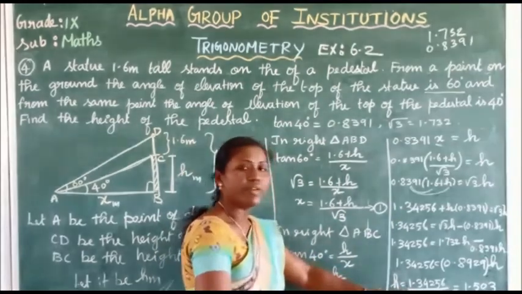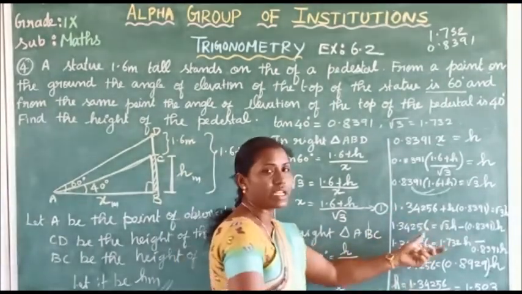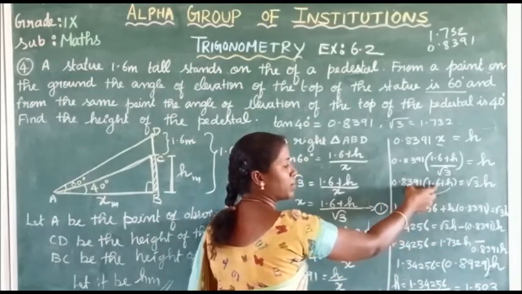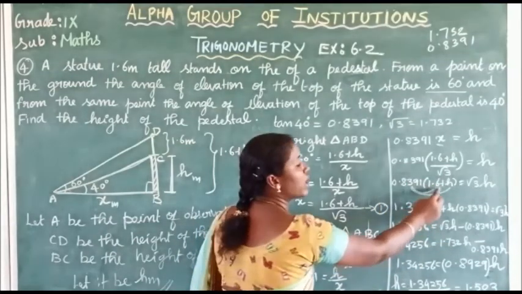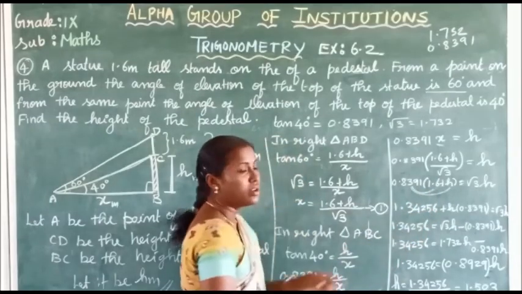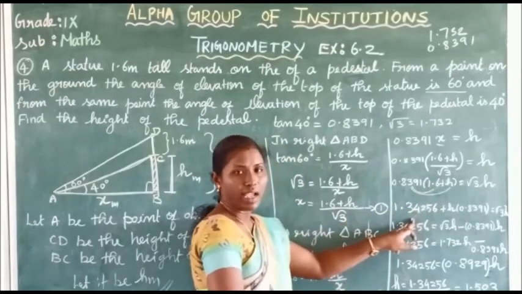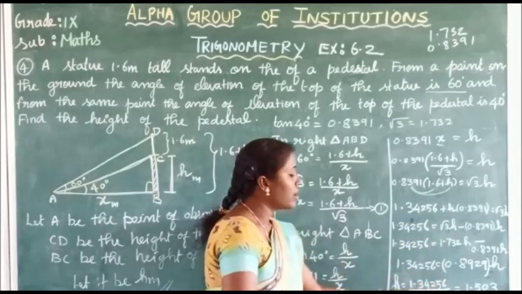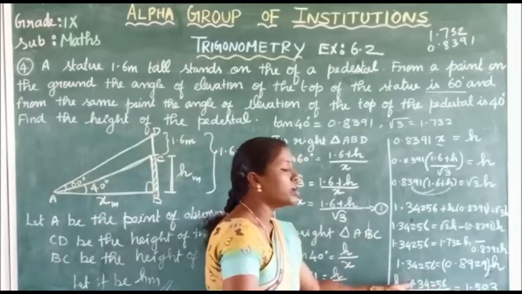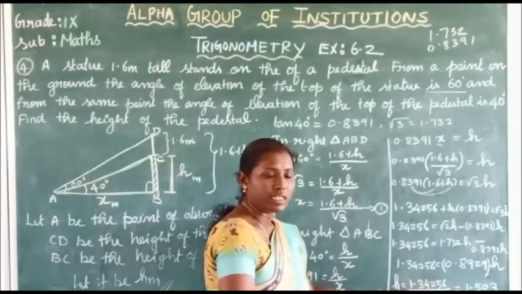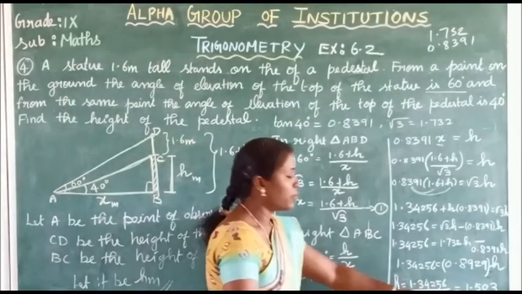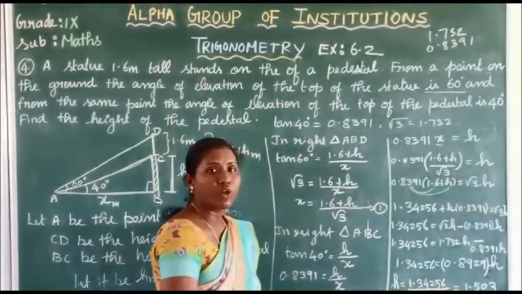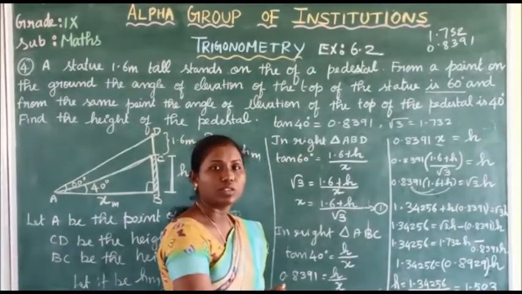See, you have to be careful while doing the multiplication, like 0.8391 into 1.6. Multiply carefully and get the answer. While subtracting and dividing also, keep the decimals in mind. If you are able to divide using decimals, divide it. By dividing these two numbers, the final value is 1.503 meter. So we got the value of h as 1.503 meter.